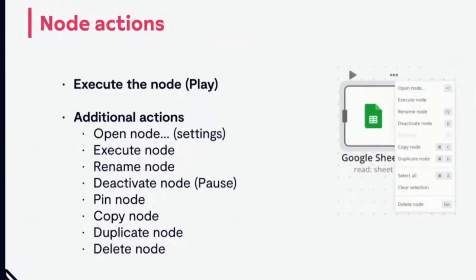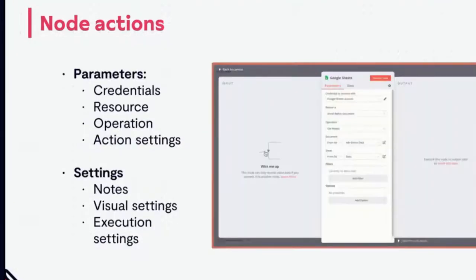Once the node is on the canvas, you will be able to access its settings. We can click the play button to execute the node, as well as common options like duplicating, renaming, deleting, etc. Double-clicking the node will open its settings. This is where we can set up the node for execution.